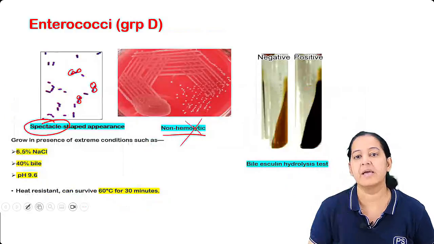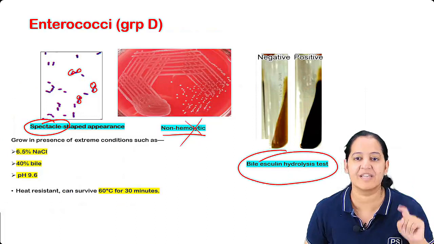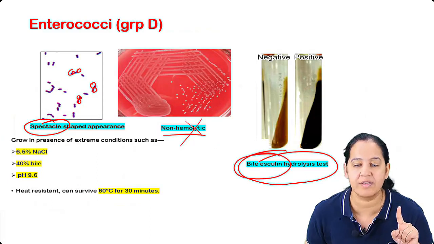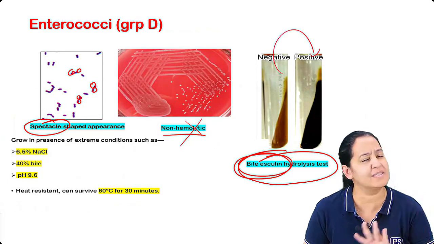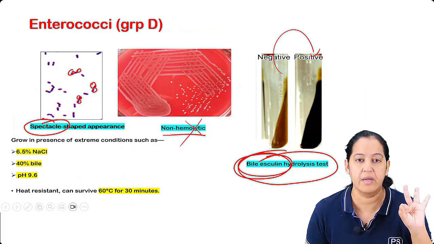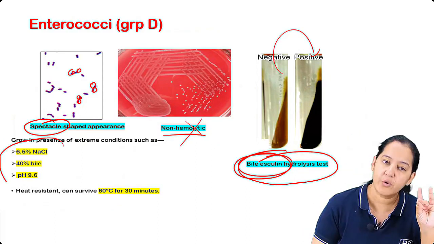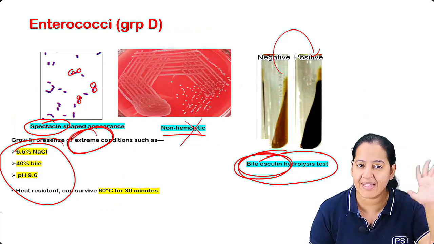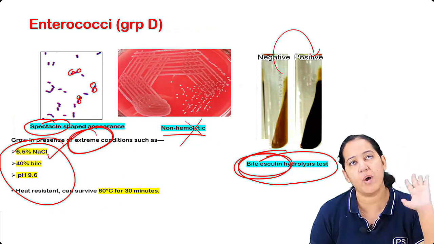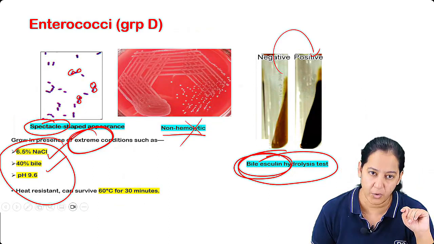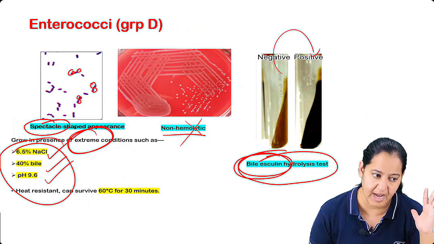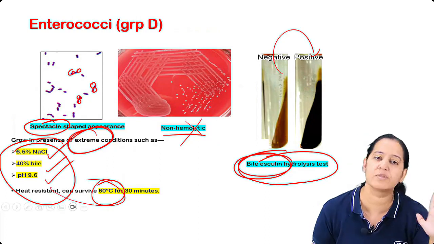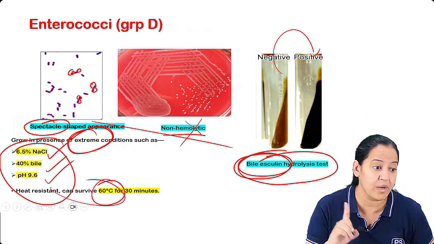Two unique properties. Number 1, it is bile esculin test positive. Mind my words, it's not bile solubility, it's bile esculin test positive. Just learn the name, don't go into the details. Number 2, it grows in extremes. How extreme? It can grow as high as 6.5% NaCl, as high as 40% bile, as high as 9.6 pH, as high as 60 degrees Celsius. Don't learn all that, just learn it grows in extremes. So learn the two things, bile esculin and extreme growth.